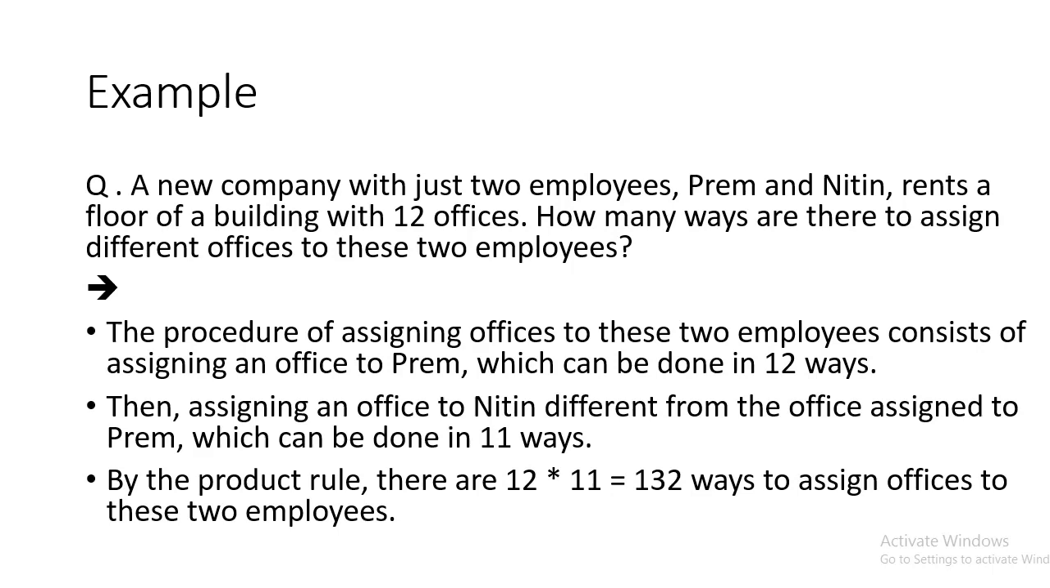The question is that 12 offices are there and how many ways we can assign these offices to the two employees. 12 offices can be assigned to the first employee, which is Prem, and the remaining 11 offices can be assigned to Nitin. That's why, by using the product rule, 12 into 11 is equal to 132 ways to assign the offices to these two employees.